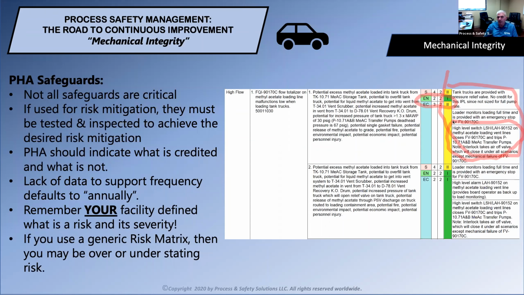If you had the PSI, that would be fine. If the PSI didn't match the inspection and test, or what was actually in the field, that could still be a citation because it was not accurate. And then of course the test itself would have to reflect that it was actually tested and inspected at a frequency, typically annually, but we're going to talk about frequency here in just a second. But making sure that you look at your PHA and define what those safeguards are is important.